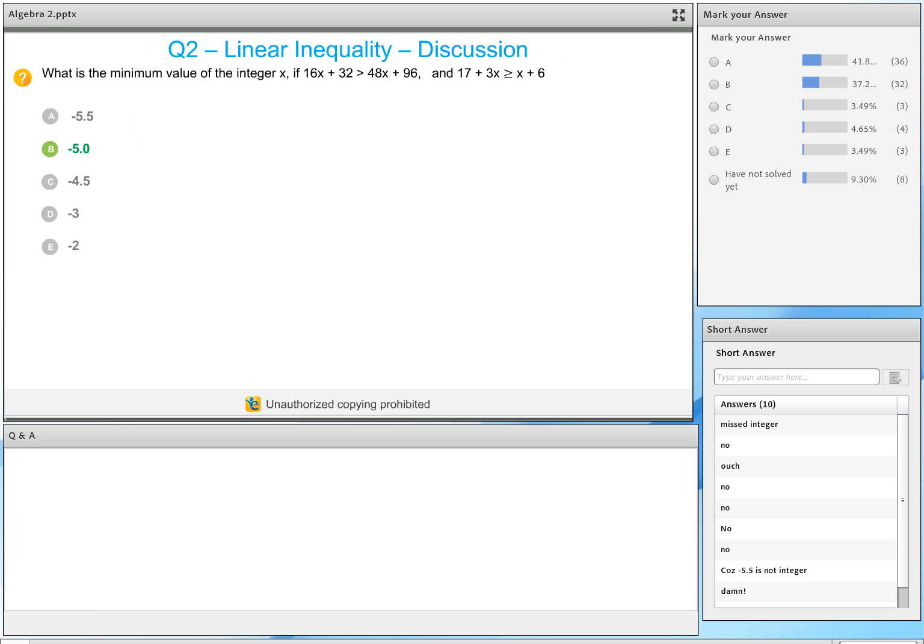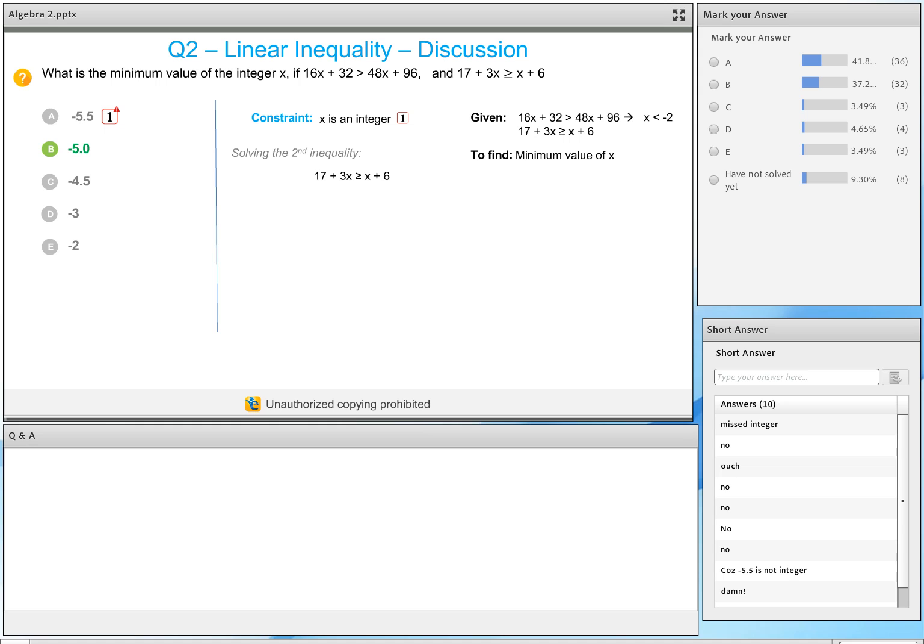Now let's just go through the solution real quick. We need to find the minimum value of x that satisfies these two inequalities. What we have is one linear inequality which we had already solved. The solution to that is x is less than minus 2. And we're going to solve the second inequality over here. Again, 2x is greater than or equal to minus 11. We divide both sides. What we get is x is greater than or equal to minus 5.5.